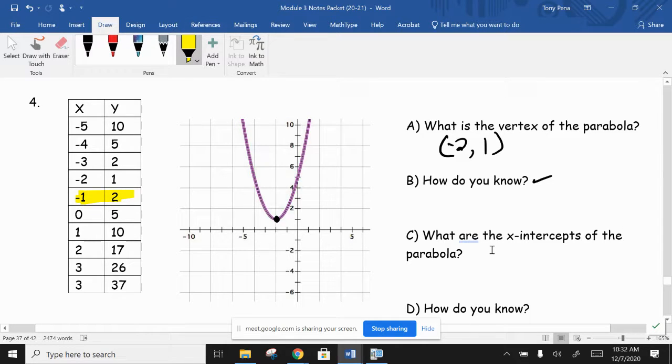Letter C, write down what you think. What's that? Oh, good call. All right, so write down what you think for letter C. What are the x-intercepts here?